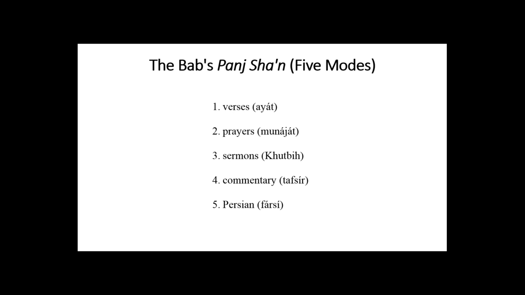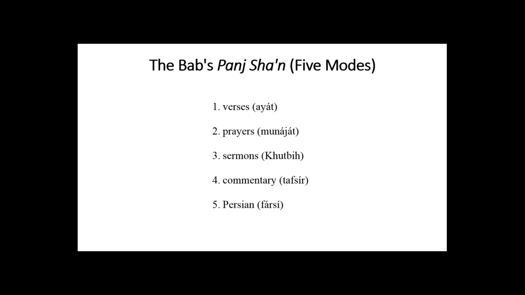But the 5 that are mentioned by the Bab of his own revelation are verses, or ayat, and ayat is what we call the verses in the Quran, prayers, munajat, sermons, khutbeh, I guess it is, commentary or tafsir, and tafsir is the same word that Arabic scholars use in interpreting the Quran, and Farsi or Persian styles.